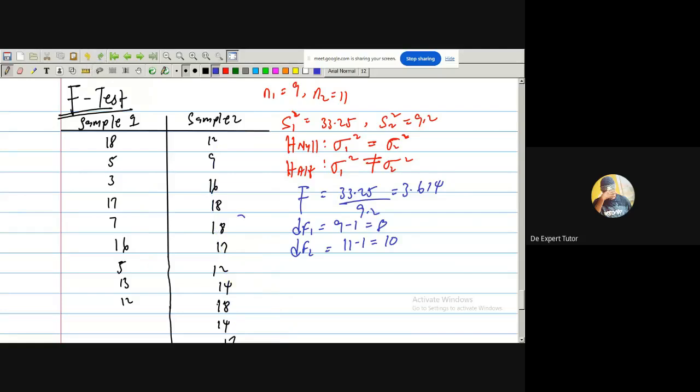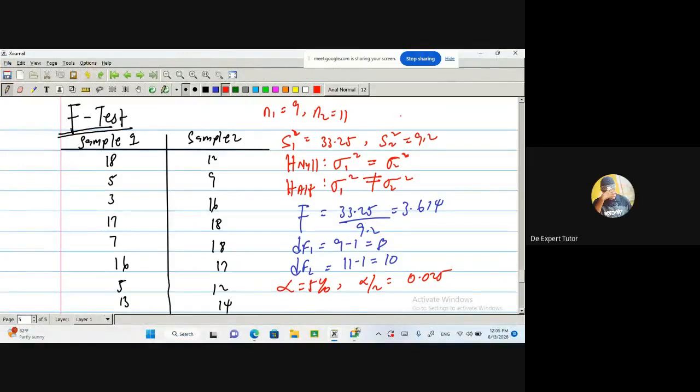All right. So remember, our alpha is always assumed to be 5%. Even if they don't tell you, assume 5%. Whereby alpha over 2 will give me 0.025, that's 2.5%. Okay. Let us find our critical F. Please write these values down. Our degree of freedom for the numerator is 8. Our denominator degree of freedom is 10. Don't forget, it's useful, so jot those values down. Let's go to our F table.